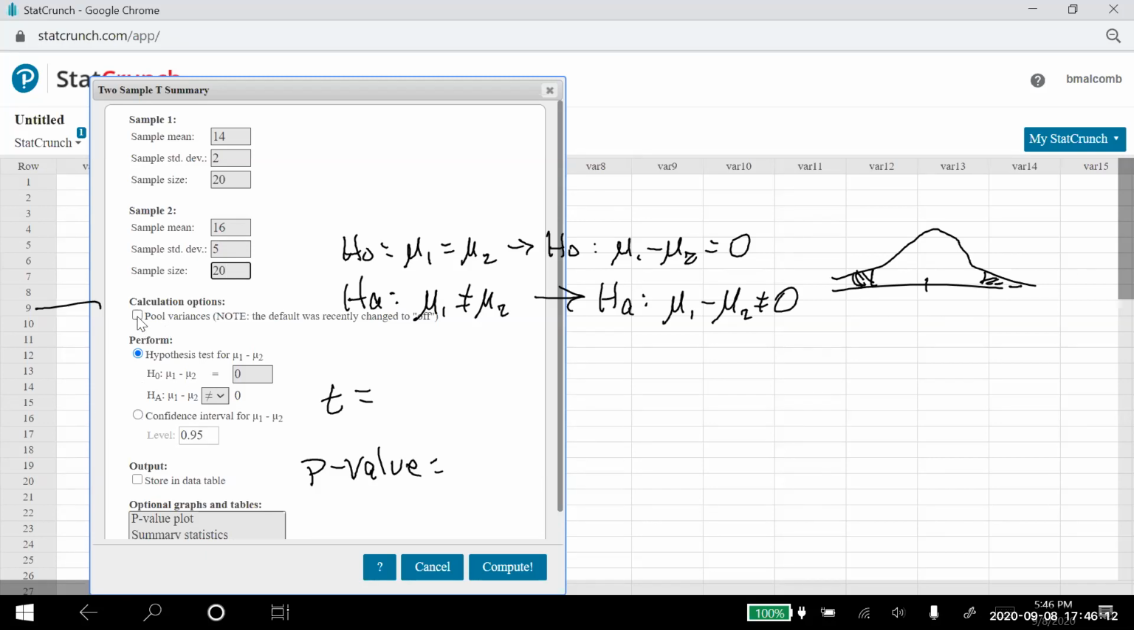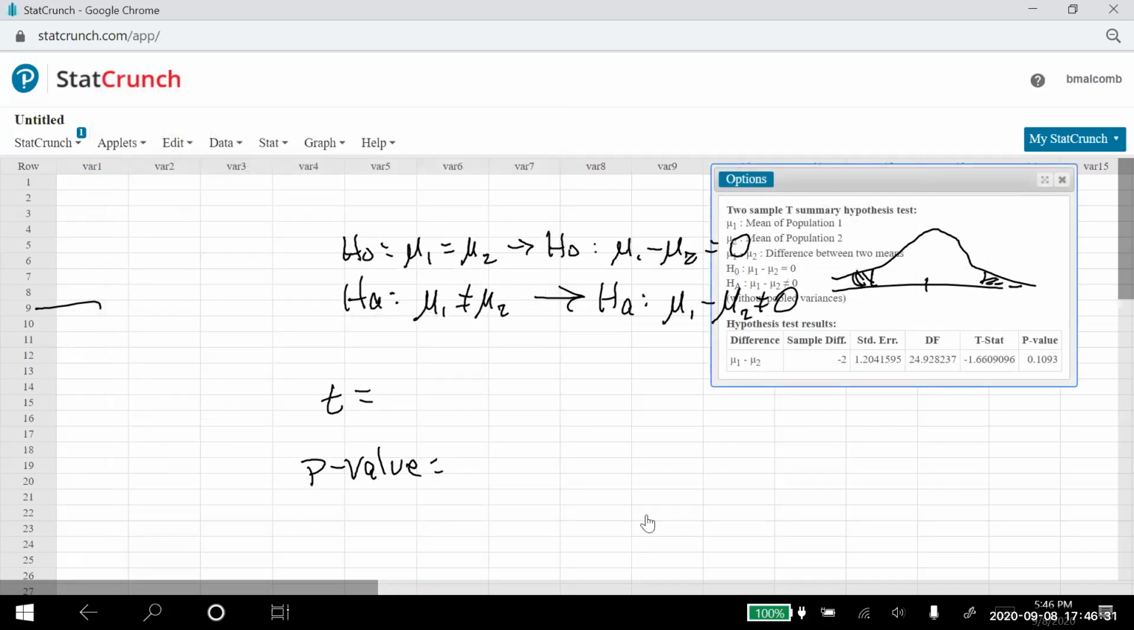So not pooled. We're doing a hypothesis test. Remember, this time we have mu1 minus mu2 is equal, and mu1 minus mu2 is not equal. So it's already set up correctly for us. We can go ahead and compute. Remind me to check if it's a 95% confidence interval when we get there. So I go to compute. That was quick. My t value, what did they do last time? 3 decimal places, negative 1.661.